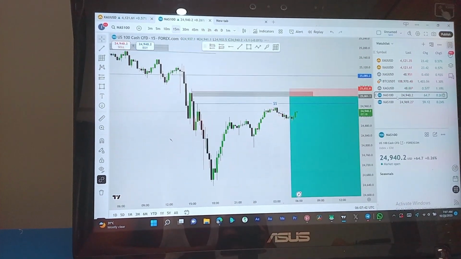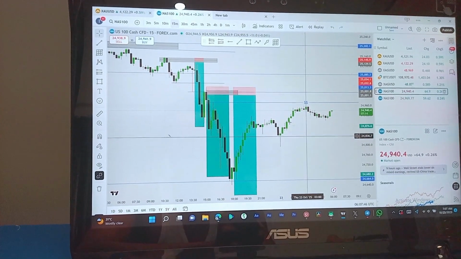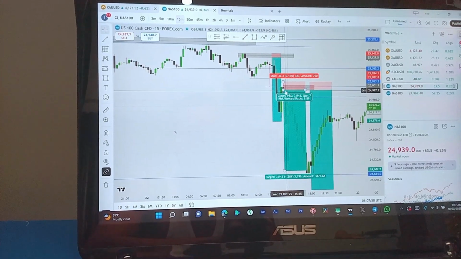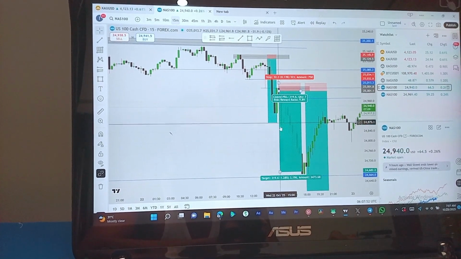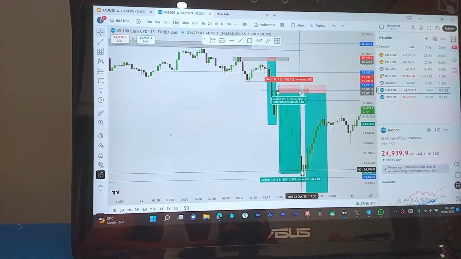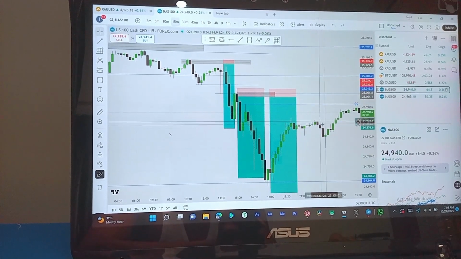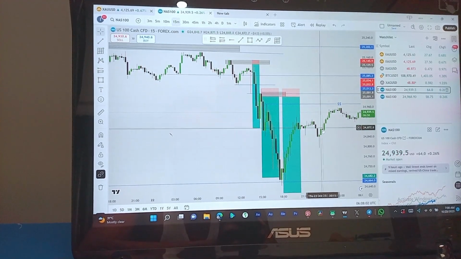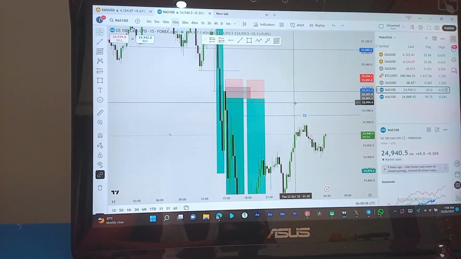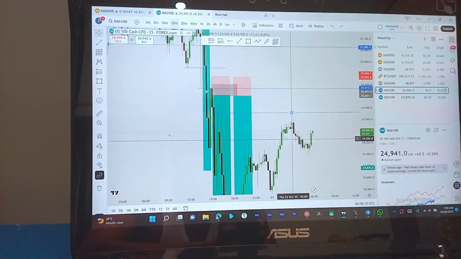Then on NAS, when I say NAS, I mean NAS 100 or NASDAQ. Yesterday I hopped on this trade. It was here and I exited around this point. Then the market tanked. So I'm looking at taking an entry from this pending order. I got my pending order placed at that point, so hopefully price taps me in and goes in my direction.